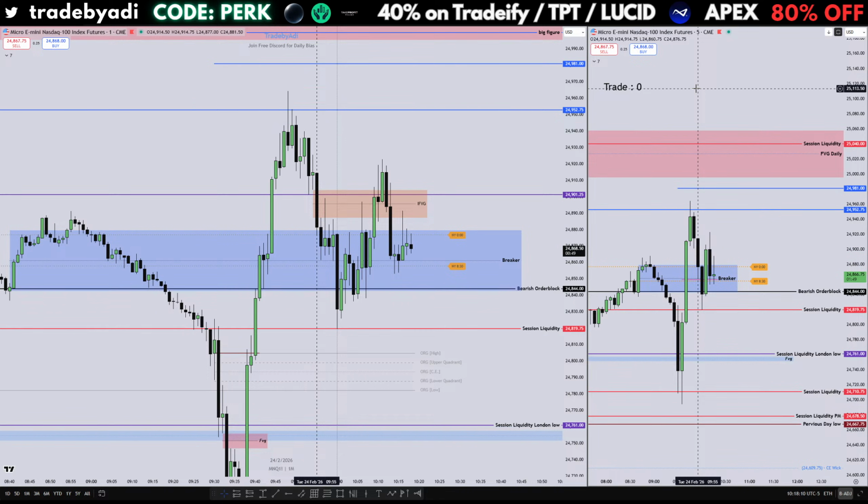For futures, it is completely opposite because you have a trailing drawdown. You don't have to deal with EOD or anything in CFDs.